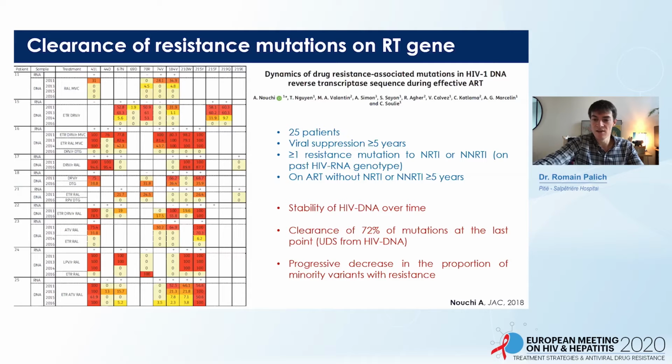The study shows the stability of HIV DNA over time, the clearance of 72% of mutations at the last point, and the progressive decrease in the proportion of minority variants with resistance. So this study is in favor of the clearance of resistance mutations in the HIV reservoir in patients with sustained viral suppression, which could allow the recycling of antiretrovirals despite resistance acquired in the past.